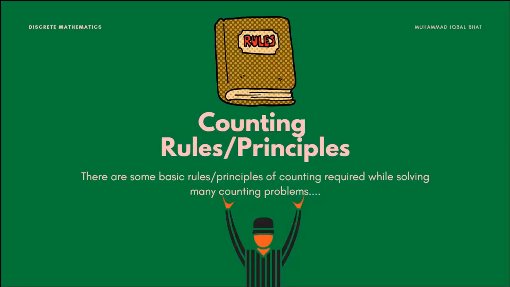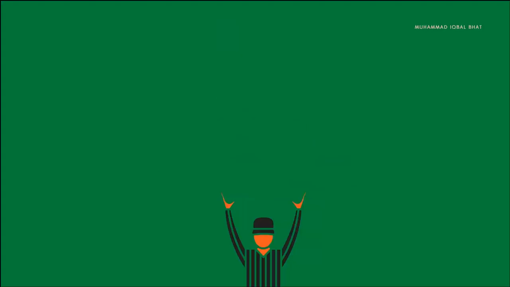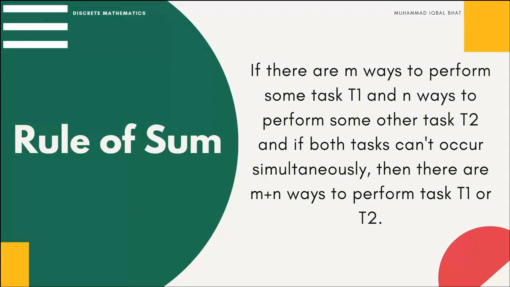Now, before moving to these combinatorics problems, there are certain rules or principles that help in solving these counting problems. Let us see these rules or principles first. The first rule or principle is called the rule of sum, or the principle of sum. It states that if there are m ways to perform some task T1 and n ways to perform some other task T2, and if both tasks can't occur simultaneously, then there are m plus n ways to perform task T1 or T2. So if we have m ways to perform some task and n ways to perform another task, and these two tasks are different, then in total we have m plus n ways to perform either of these two tasks.